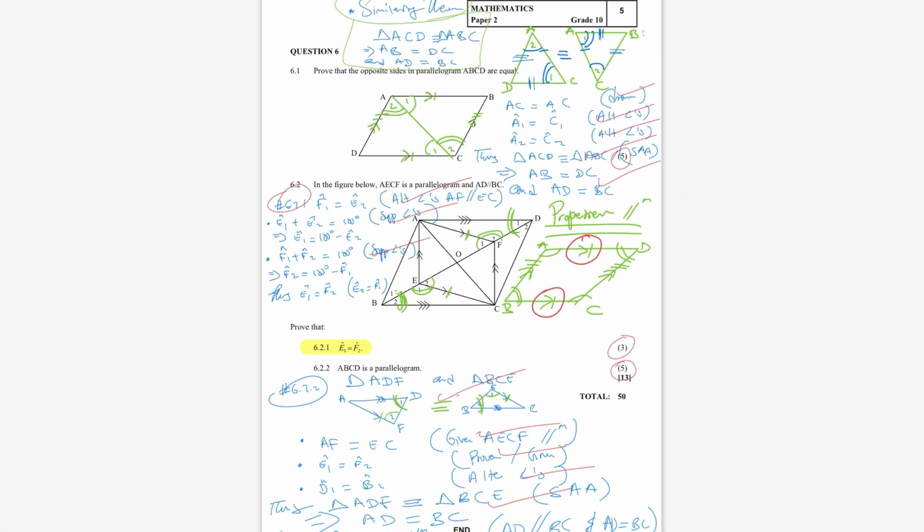This is your question 6. It's a very nice question 6. And let me know if you have a question about this.